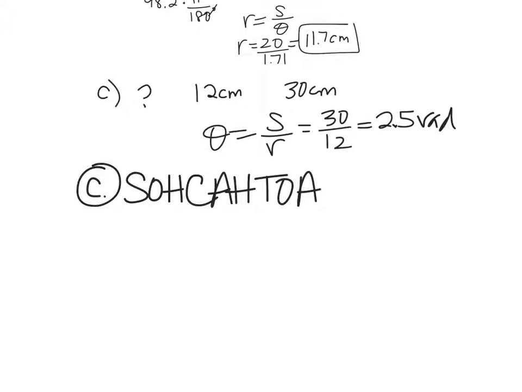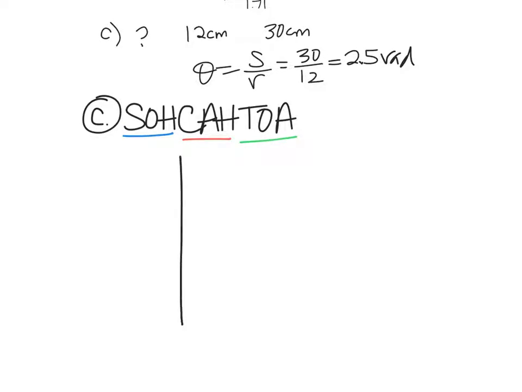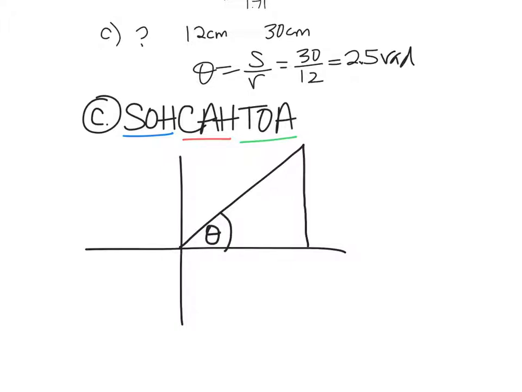So SOHCAHTOA, what that stands for is sine is opposite over hypotenuse, cosine is adjacent over hypotenuse, and tangent is opposite over adjacent. And those are for what kind of triangles? Triangles with 3 sides, good. Right triangles, thank you. That's what I was looking for. All right. Good job.